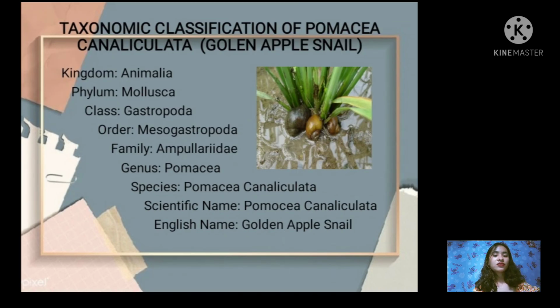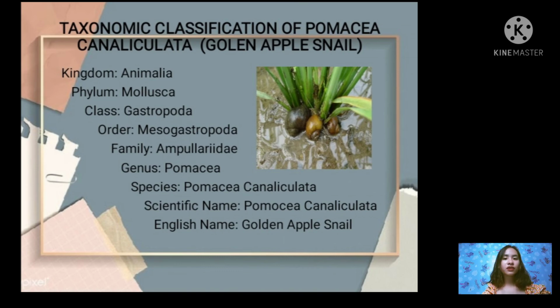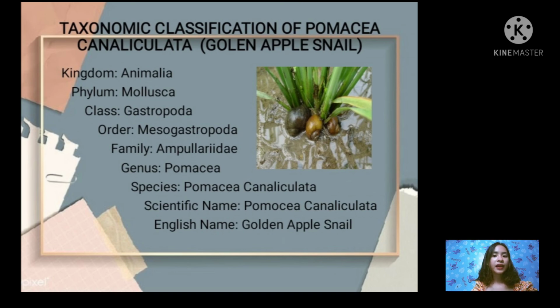Taxonomic classification of Pomacea canaliculata, or the golden apple snail. The kingdom is Animalia. The phylum is Mollusca. The class is Gastropoda. The order is Mesogastropoda. The family is Ampullariidae. The genus is Pomacea. Species is Pomacea canaliculata. The scientific name is Pomacea canaliculata, and the English name is golden apple snail.